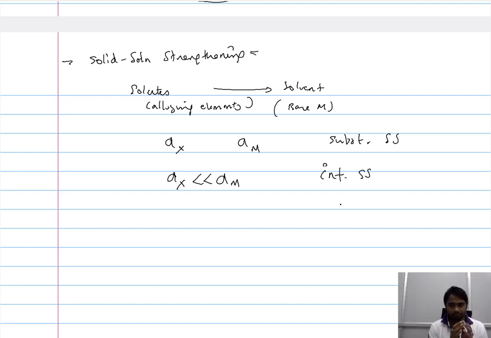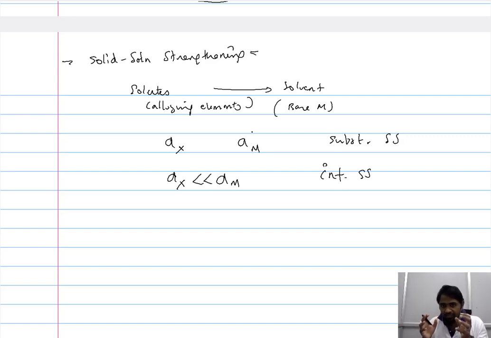Now, we saw that when the size of the atoms is comparable, you have the formation of substitutional solid solution. It is very rare that the atomic size of a solute is close to that of the base metal. So generally there is a significant difference in the atomic sizes.